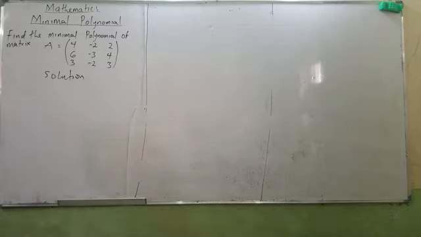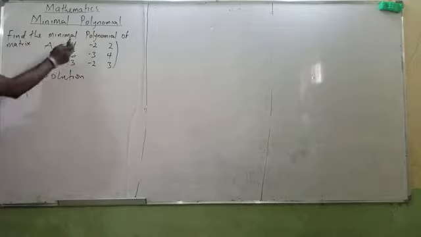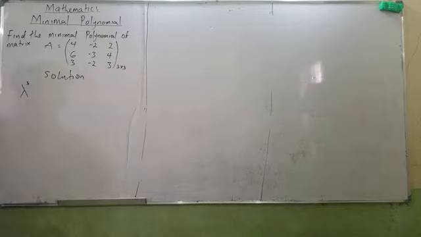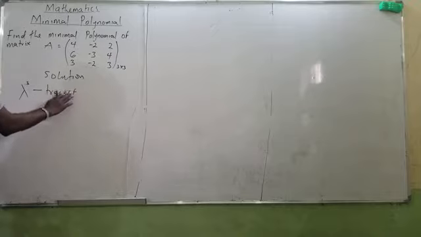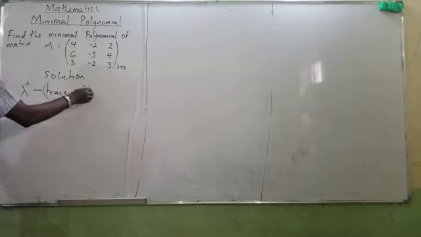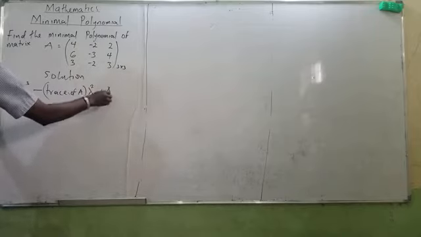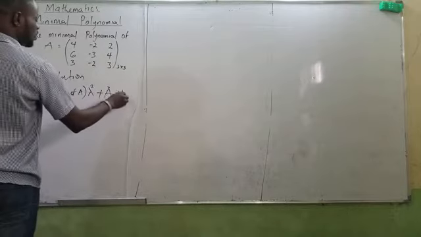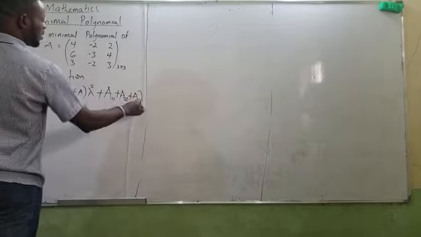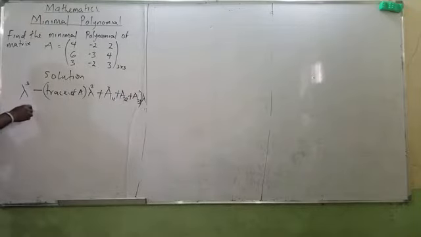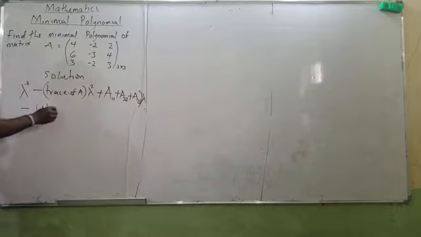The first thing I will do here is that I must generate my characteristic equation. How do I generate my characteristic equation? Don't forget, this is a 3 by 3 matrix. When you have a 3 by 3 matrix, it means lambda to the power 3, minus trace of A lambda squared, plus, I can call this one A11 plus A22 plus A33, lambda, minus determinant of A, equals to 0. That is how to generate my characteristic equation.